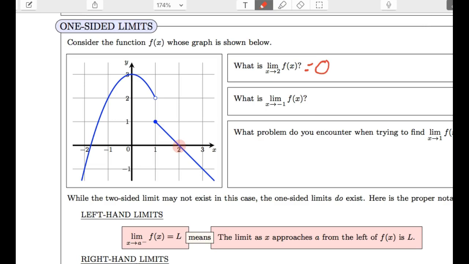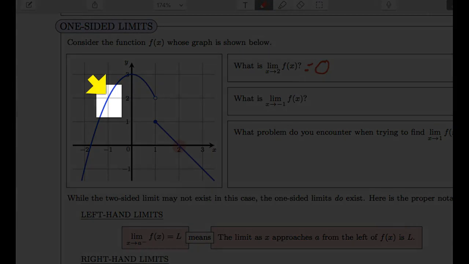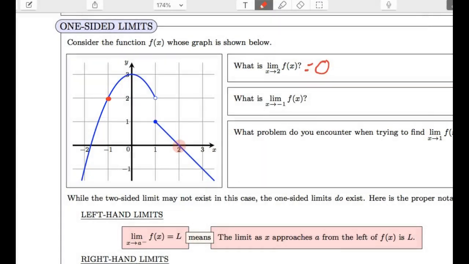What is the limit as x approaches -1 of this function? Well, -1 is right here, so if I look at the graph, from the left and from the right, we're approaching 2.